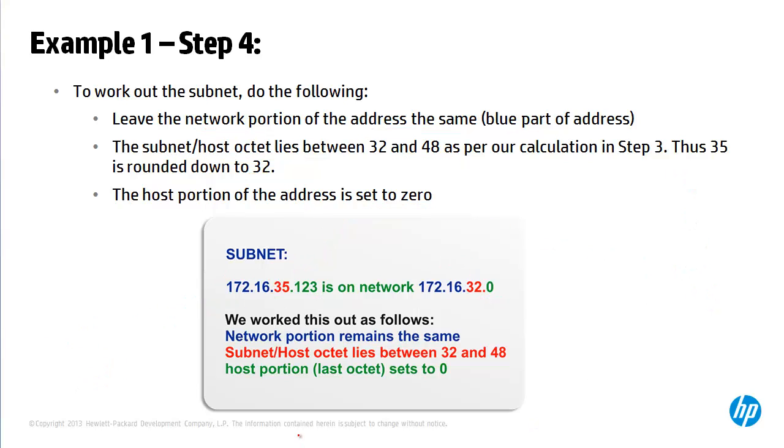So once again, network portion remains the same, 172.16. The subnet host octet, which has network and host bits, lies between 32 and 48, so we round down, in this case to 32. Host portion set to 0. 172.16.35.123 is on this subnet, 172.16.32.0.